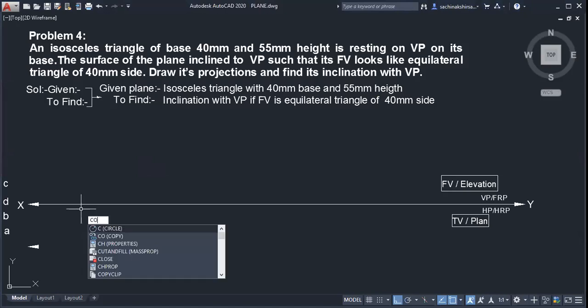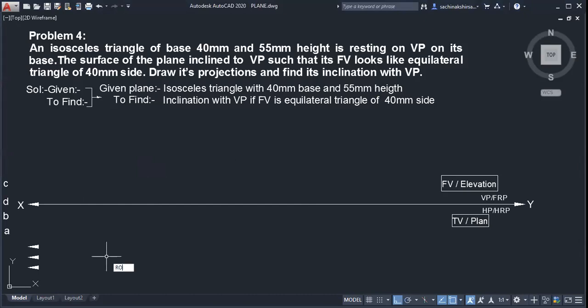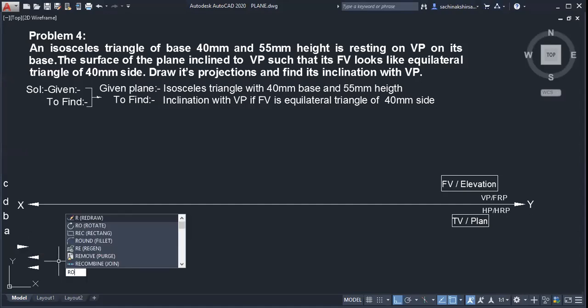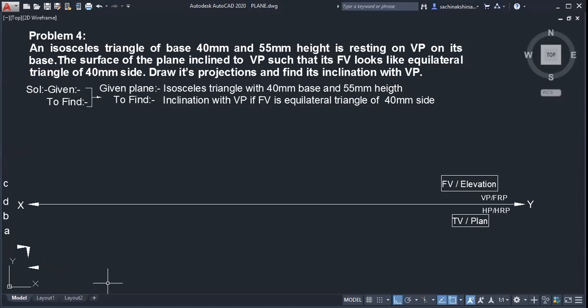Shall we solve? Let us check our accuracy, nothing else. We want to check our accuracy. Shall we solve? Yes, sir.